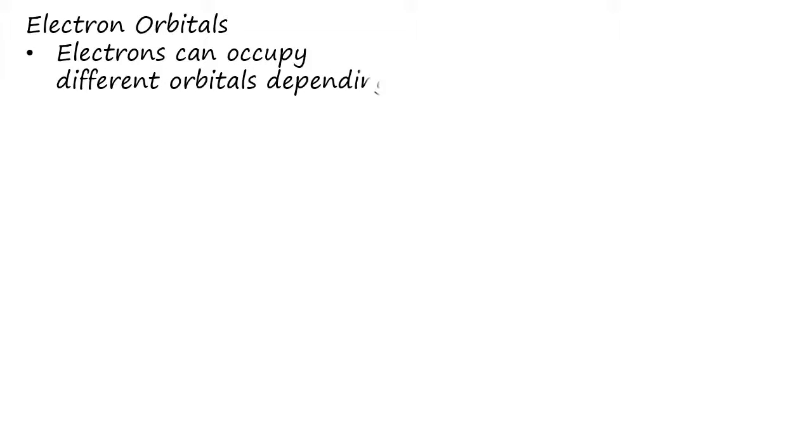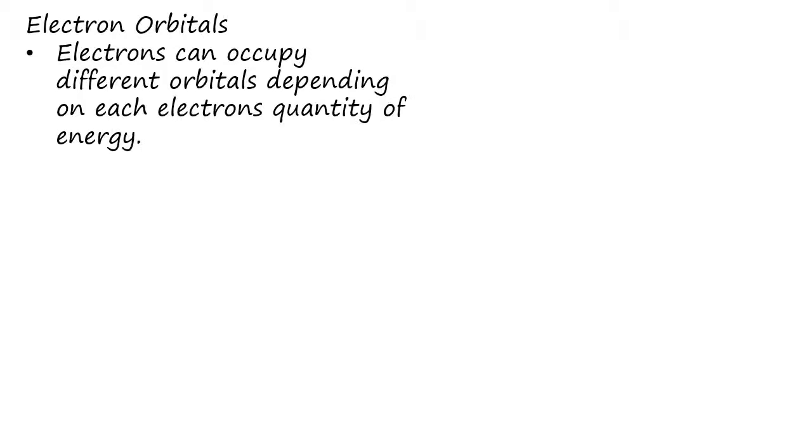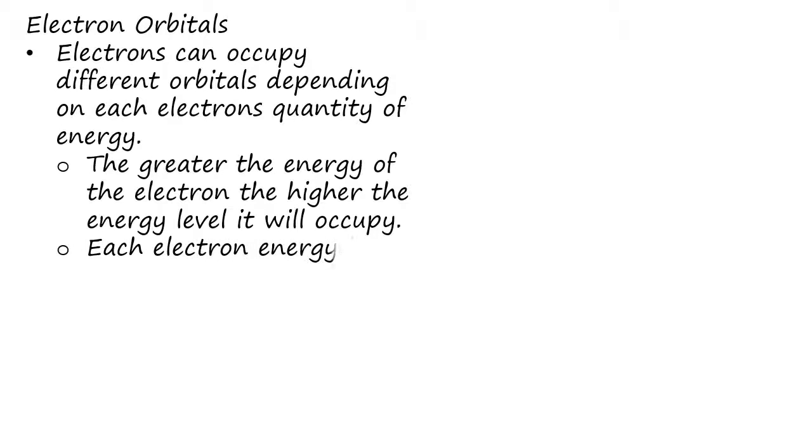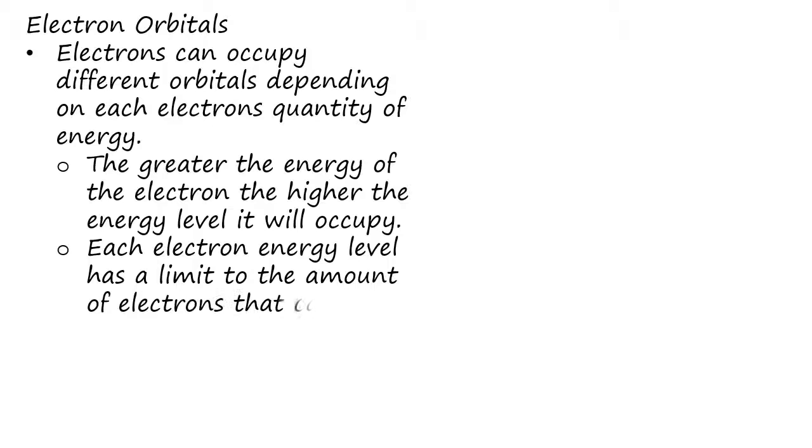The location of electrons, however, is a little more complicated than describing the location of a proton or neutron, because they're just contained within the nucleus. But an electron can occupy different orbitals depending on each electron's quantity of energy. So the greater the energy of an electron, the higher the energy level it will occupy. And each electron energy level has a limit to the amount of electrons that it can occupy.